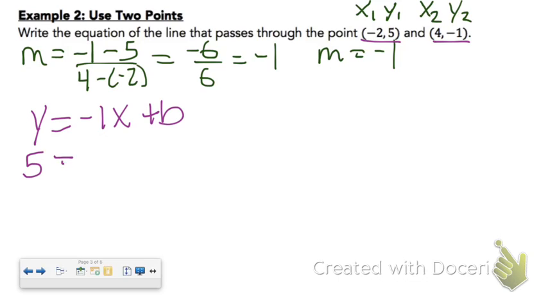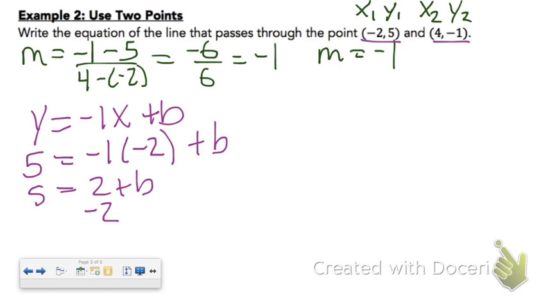So 5 equals -1 times -2 plus b. 5 equals 2 plus b. b equals 3. So my final equation is y equals -1, or -x, plus 3. Alright, and that's all you have to do to get the answer.